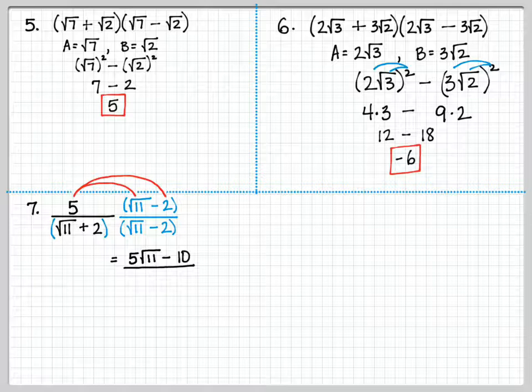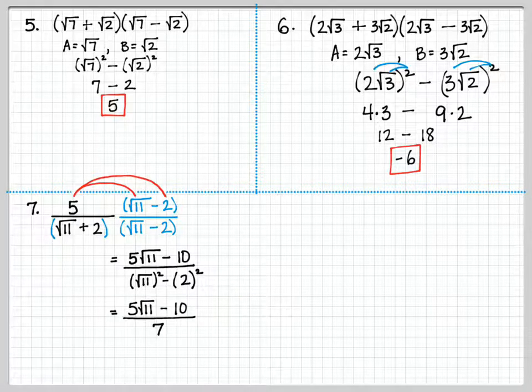In the denominator, since I'm multiplying conjugates, and my a is the square root of 11, and my b is 2, I'm going to get the square root of 11 squared minus 2 squared. Well, that's going to be 11 minus 4, which is 7. So my denominator is going to be 7. So I have 5 square root of 11 minus 10 all over 7.